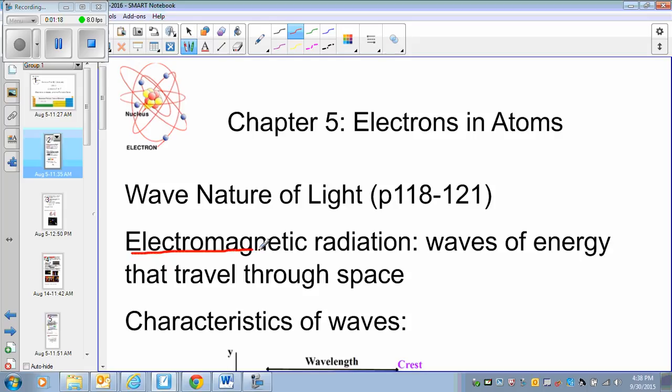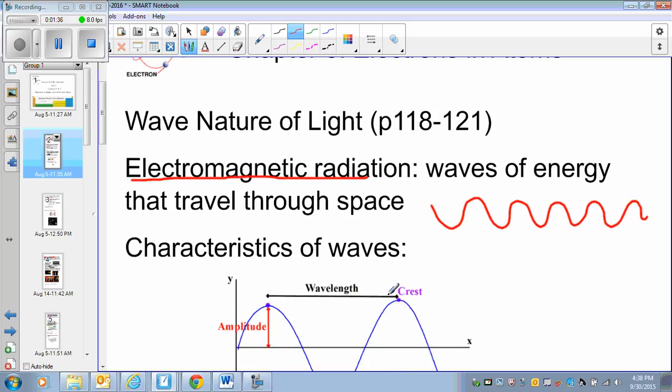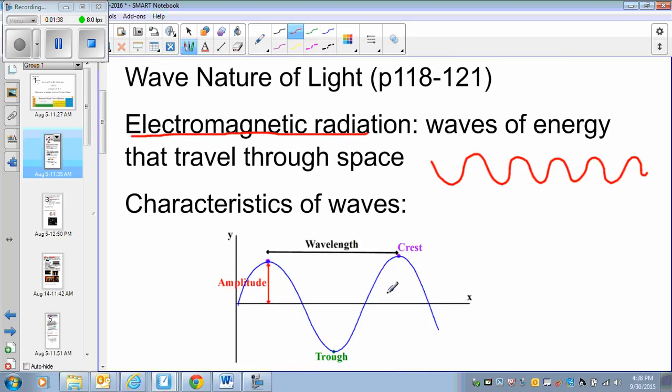Electromagnetic radiations, or EMRs, are the wave nature of the light. So this is the waves of energy that travel through the space. So it is the wave that you're talking about that travels through the space, and it's just like a regular wave, the wave of the ocean. So you have the crests and you have the troughs. So whenever we talk about a wave, there is a crest and there is a trough.